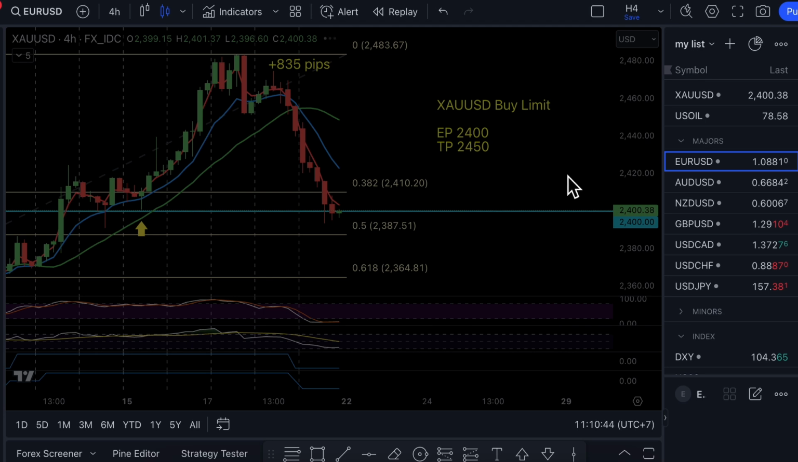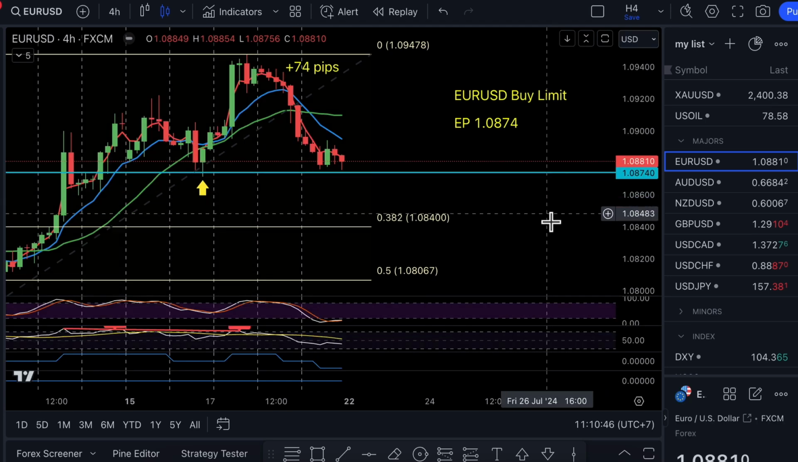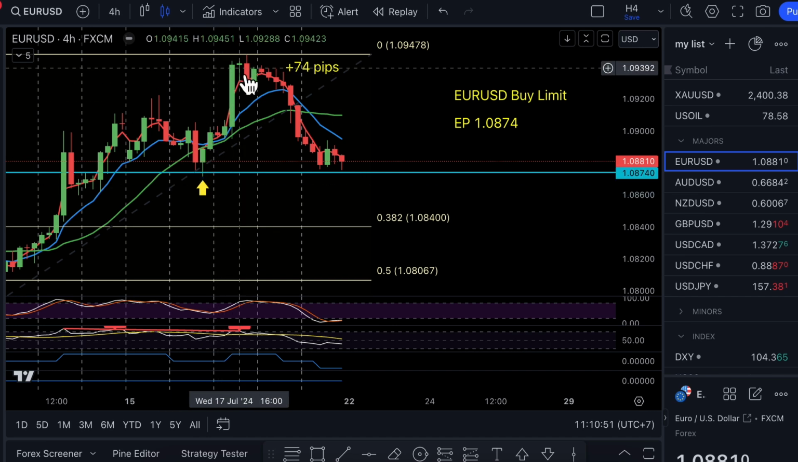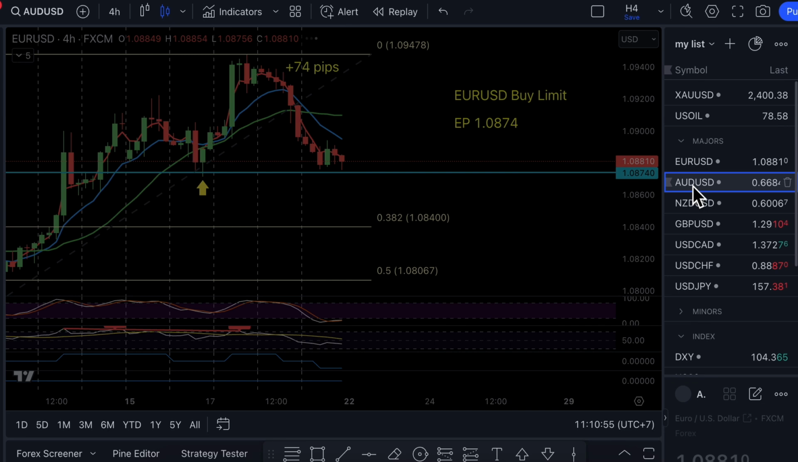And then looking at the Euro US, we had a buy limit on that one, and that one opened on Tuesday and then went up for 74 pips profit before doing a U-turn and going the opposite direction.